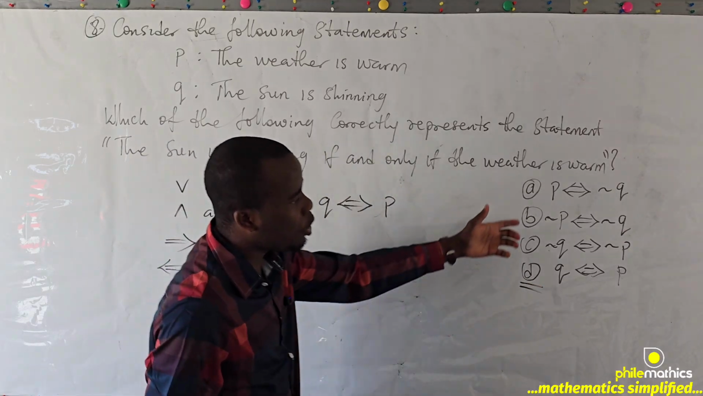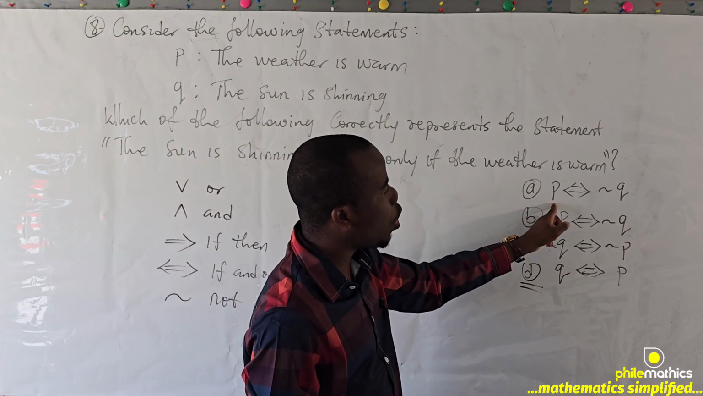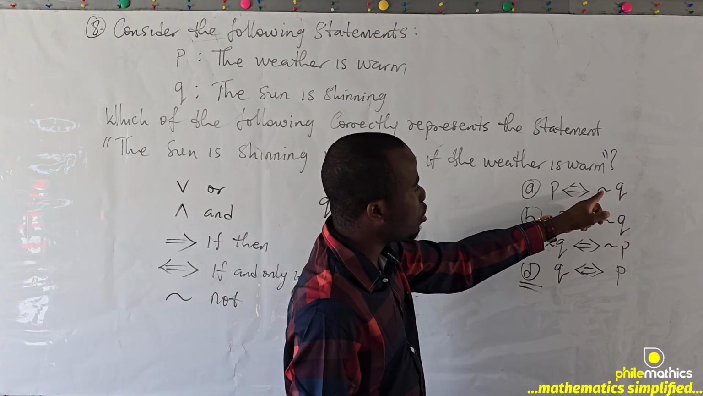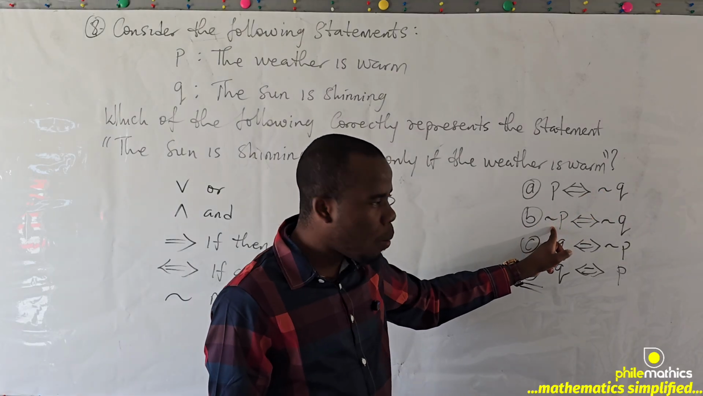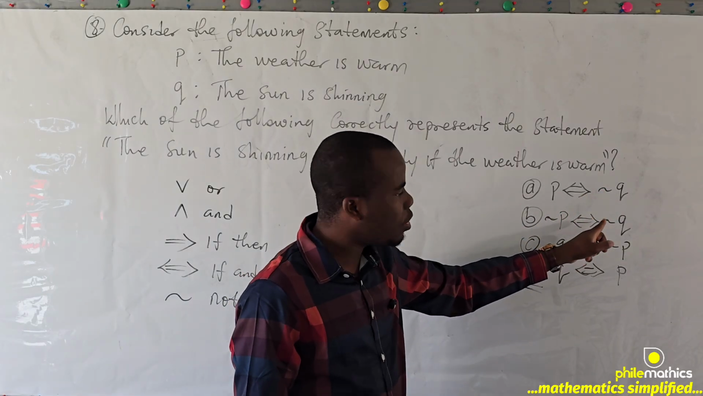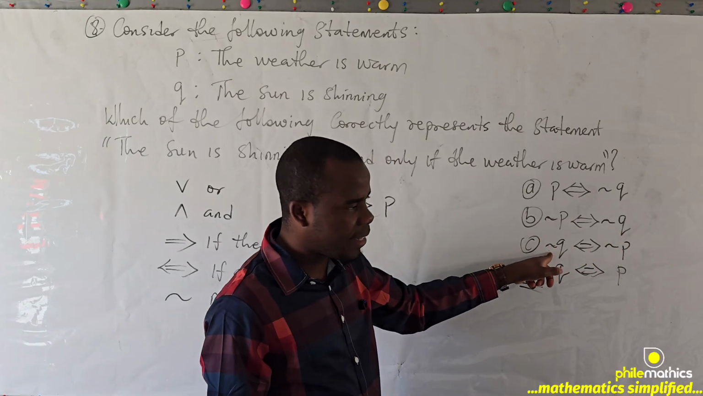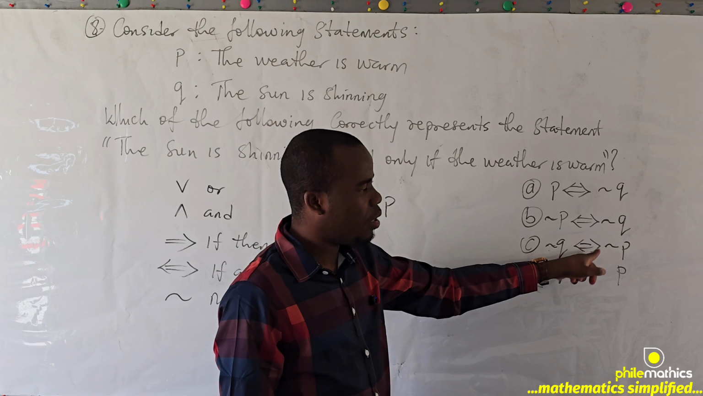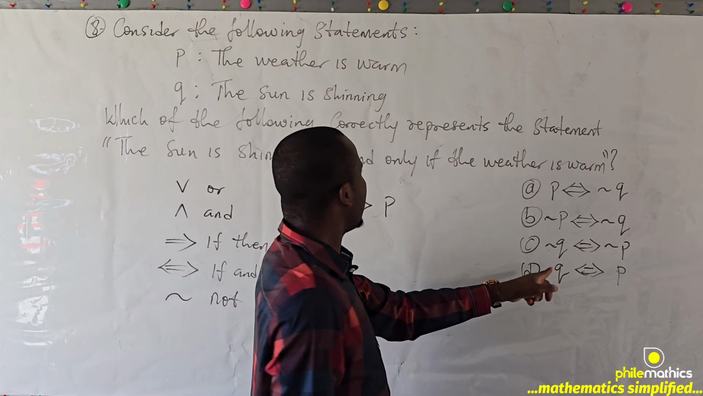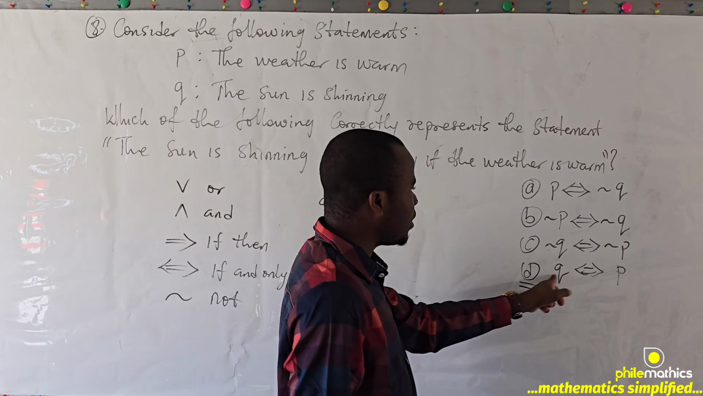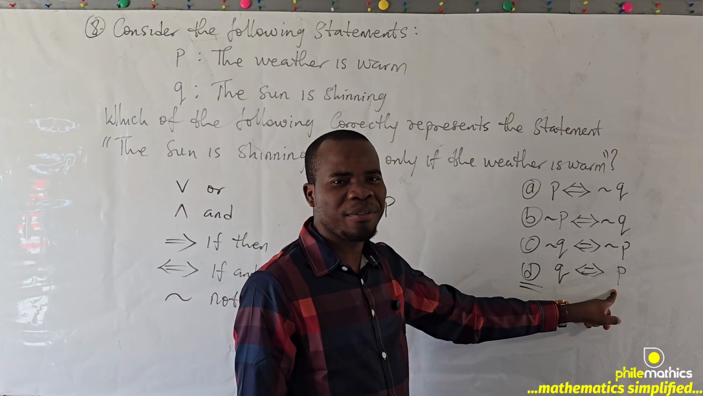Just to help you interpret the others, this means the weather is warm if and only if the sun is not shining. The weather is not warm if and only if the sun is not shining. The sun is not shining if and only if the weather is not warm. And this is the sun is shining if and only if the weather is warm.